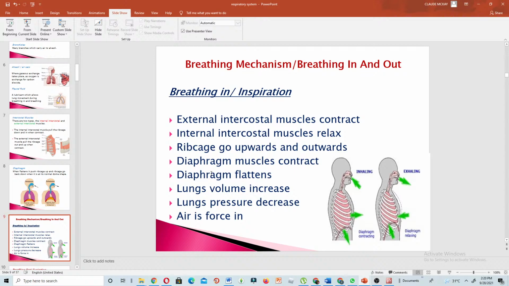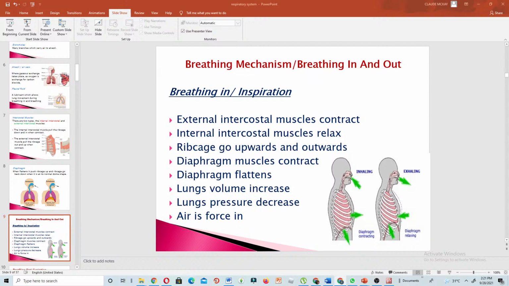Now, breathing mechanisms. So breathing in and out. So once we are breathing in, our inspiration is taking place. So you can use any one of these two terms. So breathing in, or if you want to say inspiration, no problem.